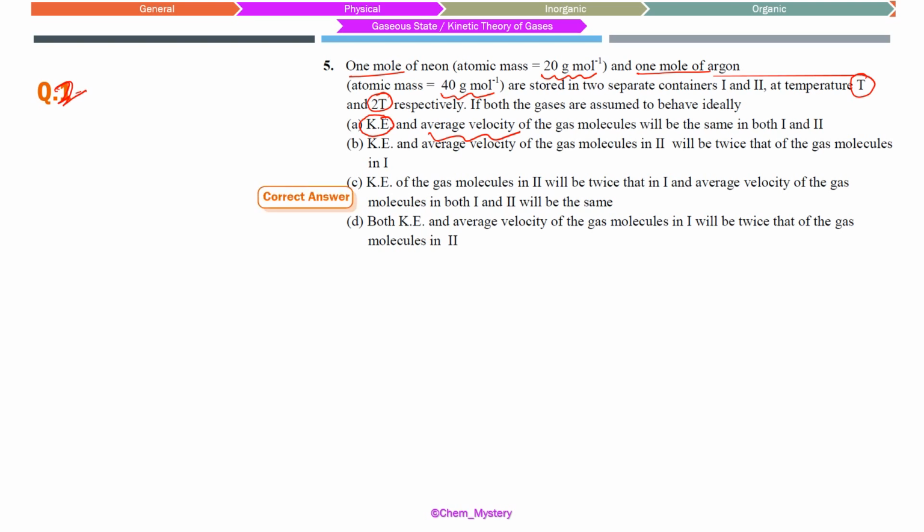Now see how we can go ahead. The answer to this question is going to be C: the kinetic energy of gas 1 will be half of the second, while the average velocity is going to be the same for neon and argon. Let's see. The formula for kinetic energy was 3 by 2 kT. We can write here for the neon, and here for the argon. How is the kinetic energy going to be? This is going to be 3 by 2 K, the Boltzmann constant, that is R by Na, the gas constant divided by Avogadro's number. That's going to be the same thing.